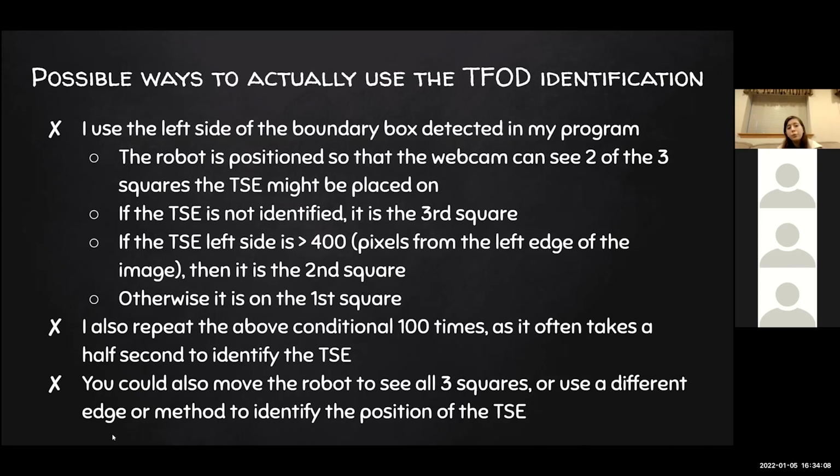So this method works very well for my robot, but each robot's different. So you could also move the robot to see all 3 squares, or use a different edge or method to identify the position of your team's TSE. Be creative. There's a way that anyone can do this.